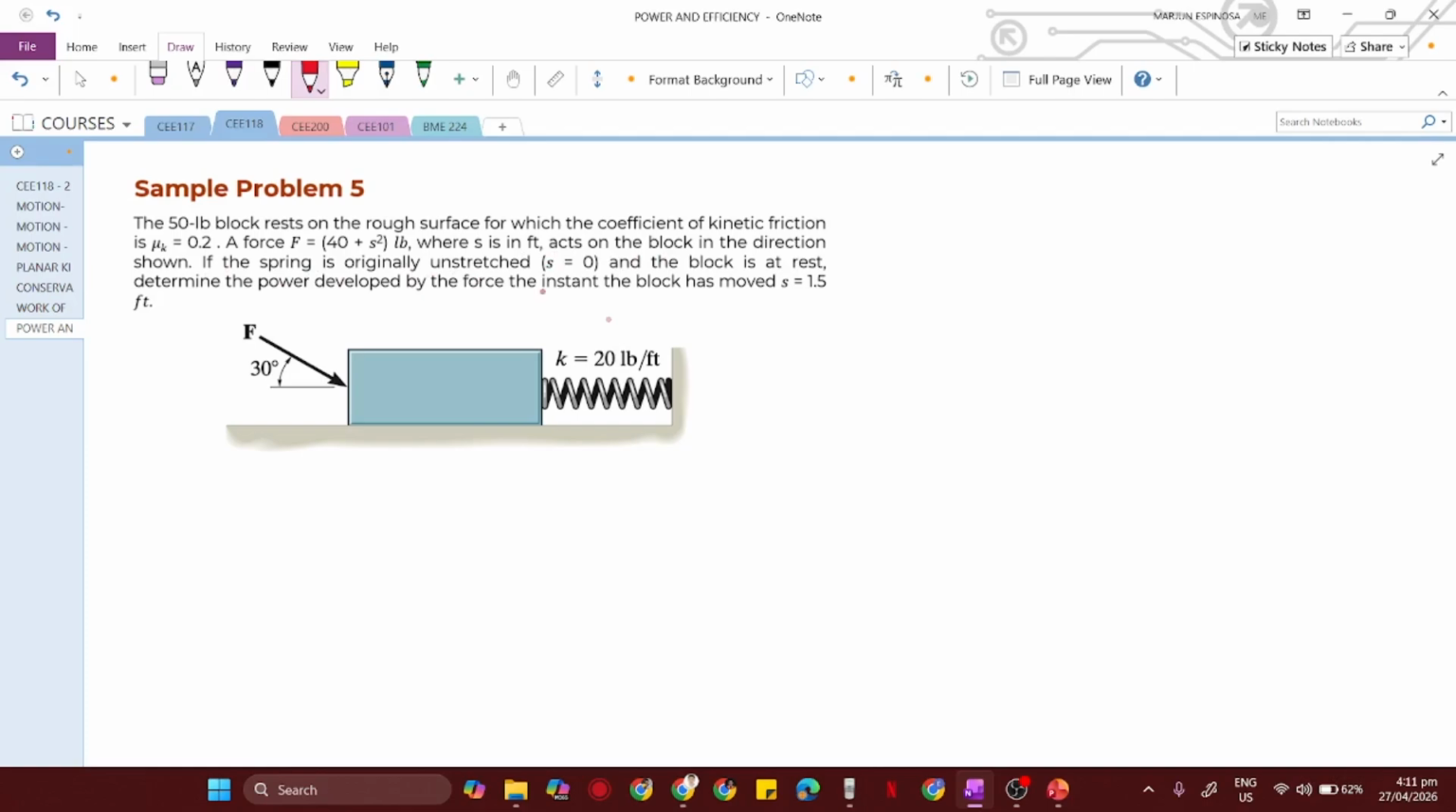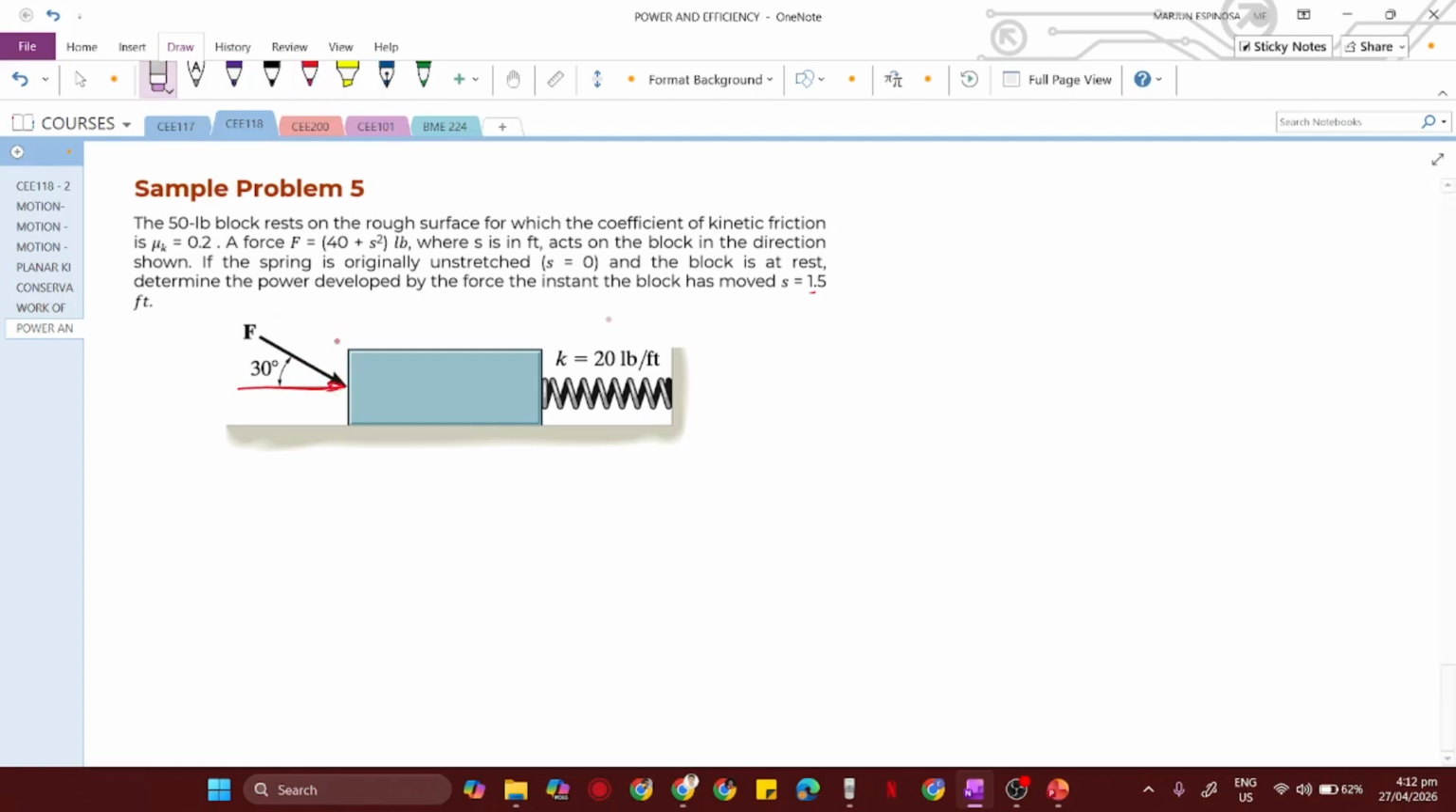If the spring is originally unstretched as s equal to 0, then the block is at rest also. Determine the power developed by the force at the instant the block has moved 1.5 feet. So ito medyo mahirap to, guys. But if we will be able to draw the free body diagram correctly, masasolve naman natin to. So we have here a force, tama ba? And we have here two components ng force, along horizontal and along vertical.